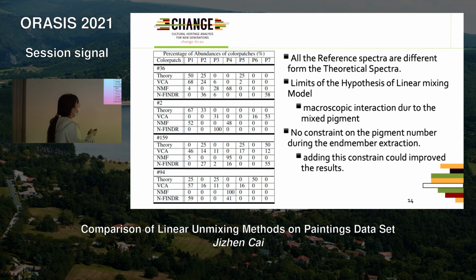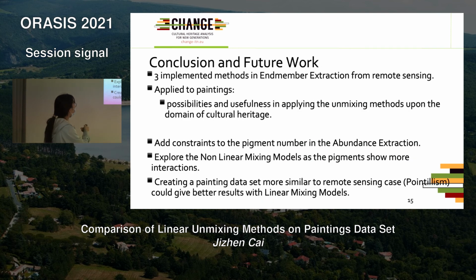Also, there is no constraint on the pigment number during the last step of the end member extraction. But as I mentioned before, in real cases the maximum number of pigments in the mixture is around 3. So that's the reason for this table.